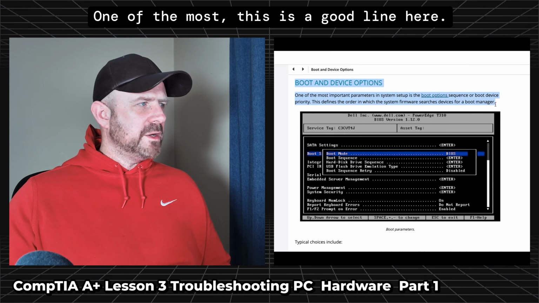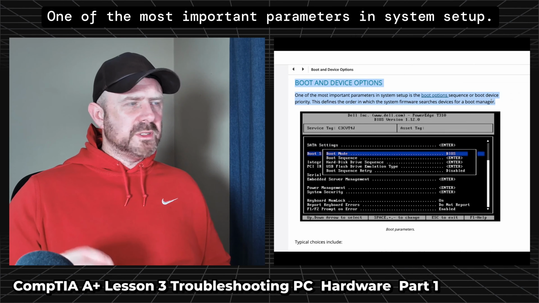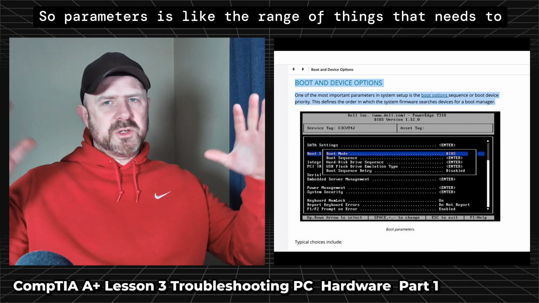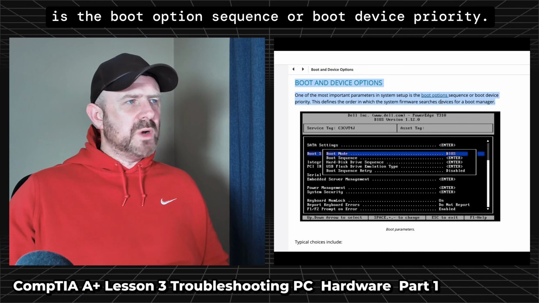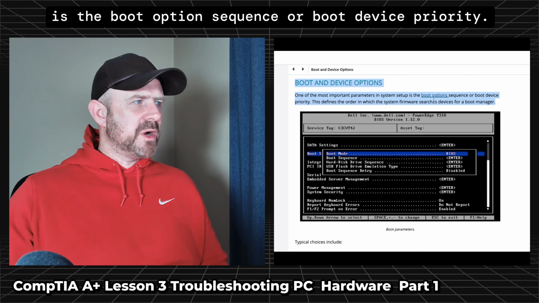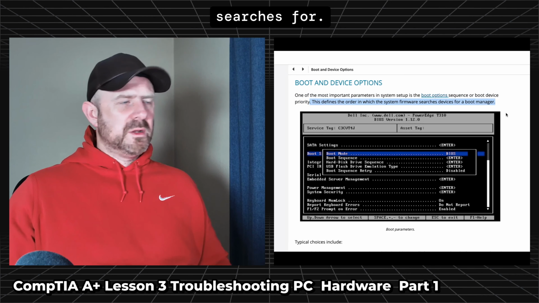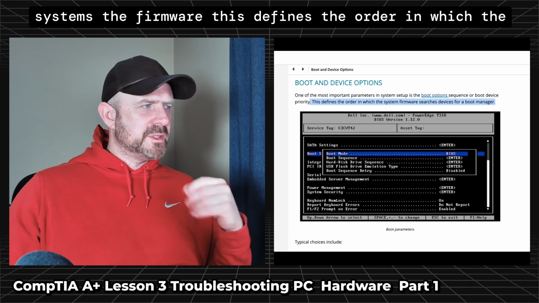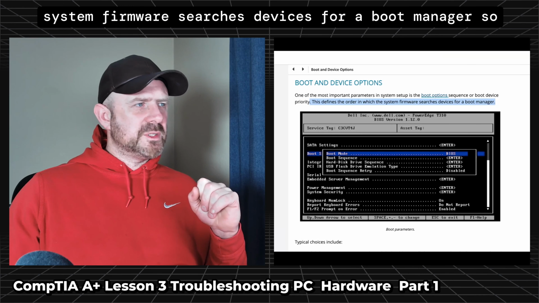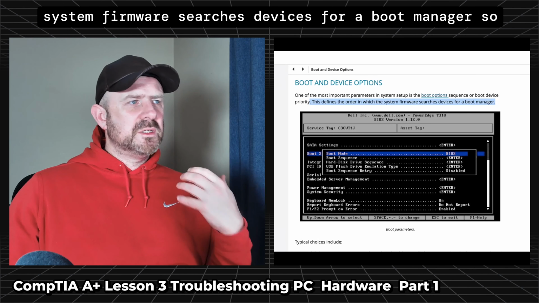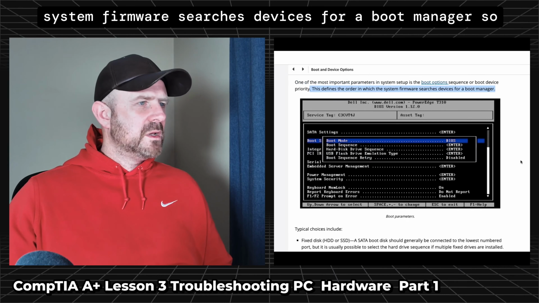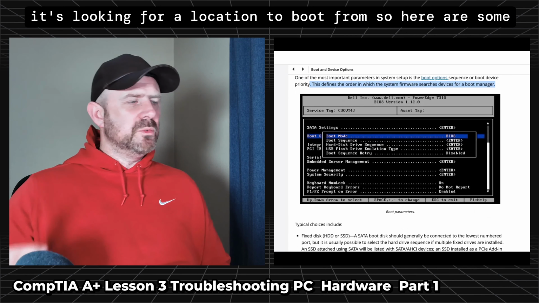This is a good line here. One of the most important parameters in system setup, so parameters is like the range of things that need to be done, is the boot option sequence or boot device priority. This defines the order in which the system firmware searches devices for a boot manager. So it's looking for a location to boot from.